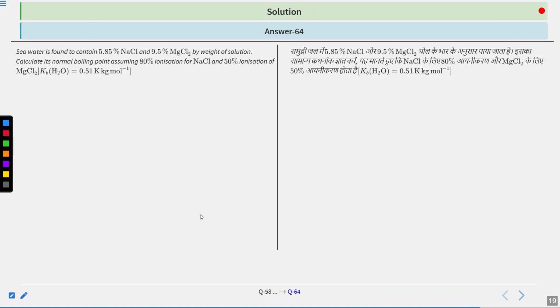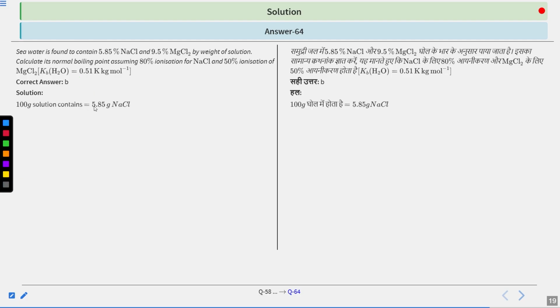The question is saying that we are given the seawater concentration. It is being said that 5.85% NaCl and 9.5% MgCl2, and that percentage is given in terms of weight. Now you have to calculate its normal boiling point, assuming that only 80% ionization for NaCl is taking place and 50% ionization for magnesium chloride is taking place. Also, the ebullioscopic constant or the molal elevation constant for water is given as 0.51 Kelvin kg per mole. Correct answer will be B.